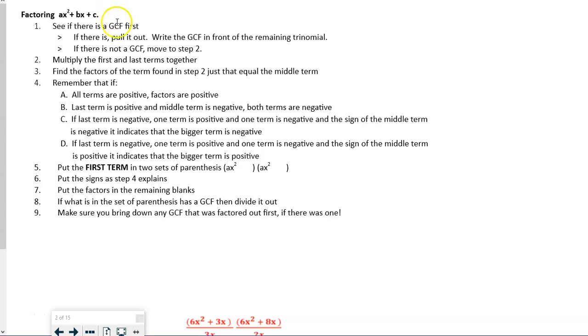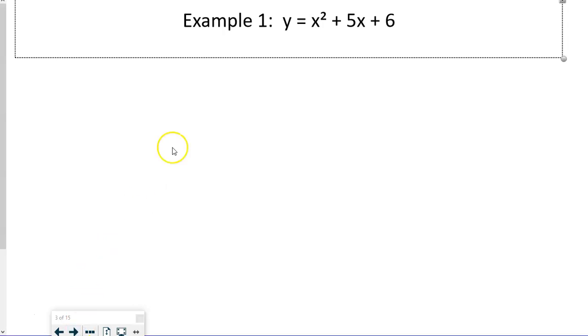So this is our process. We're always going to look for the GCF first. If it's there, we're going to pull it out. I'm going to talk y'all through the rest of this, multiplying the first and last terms together, factoring them, and so on. So we're going to do all this together, okay? That's what we're going to do first. We're going to do this with a simple example first, okay?